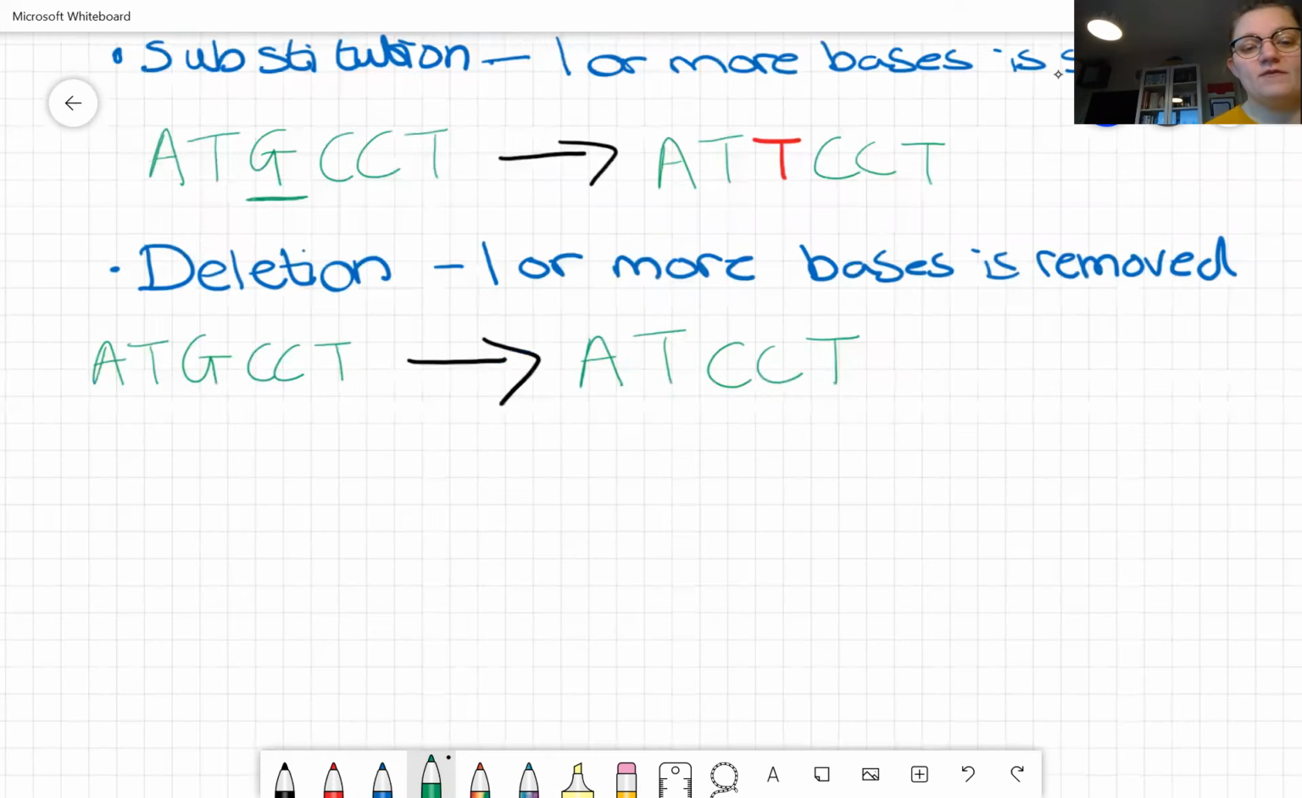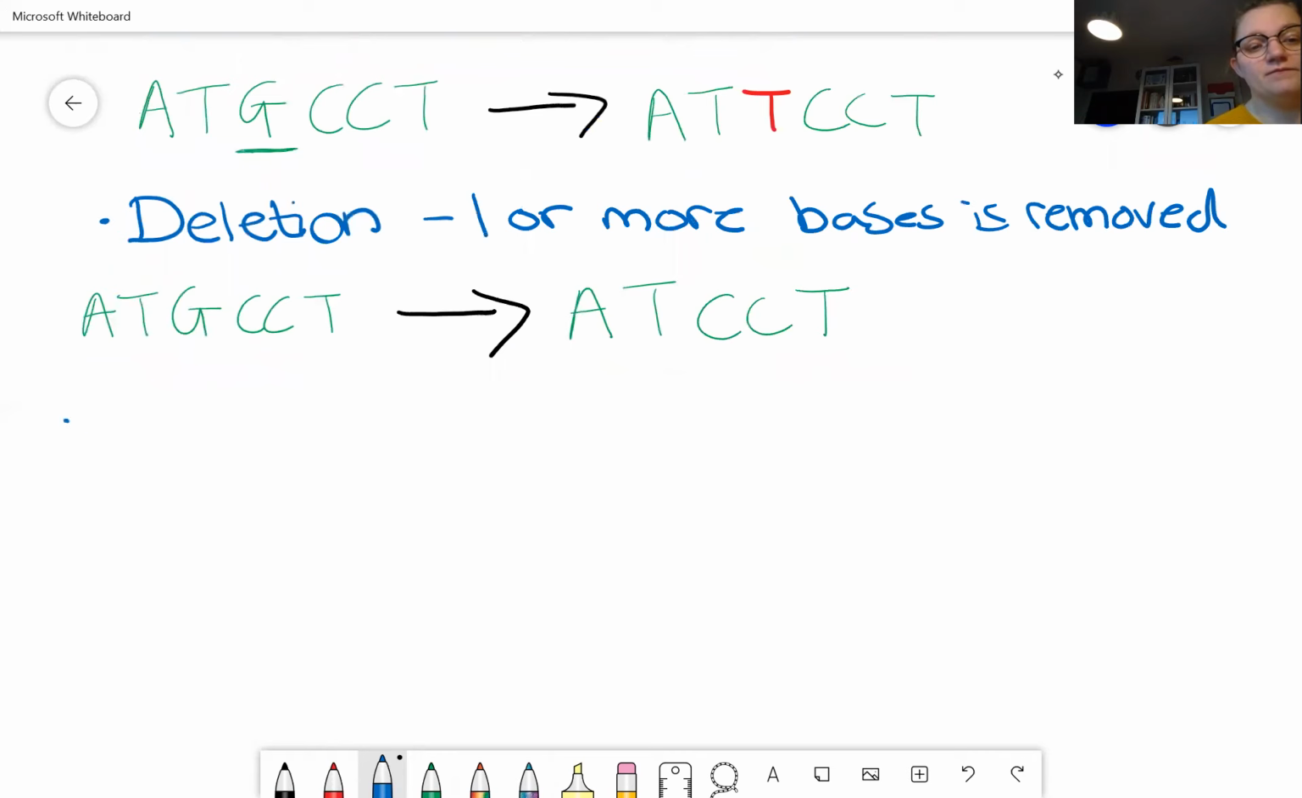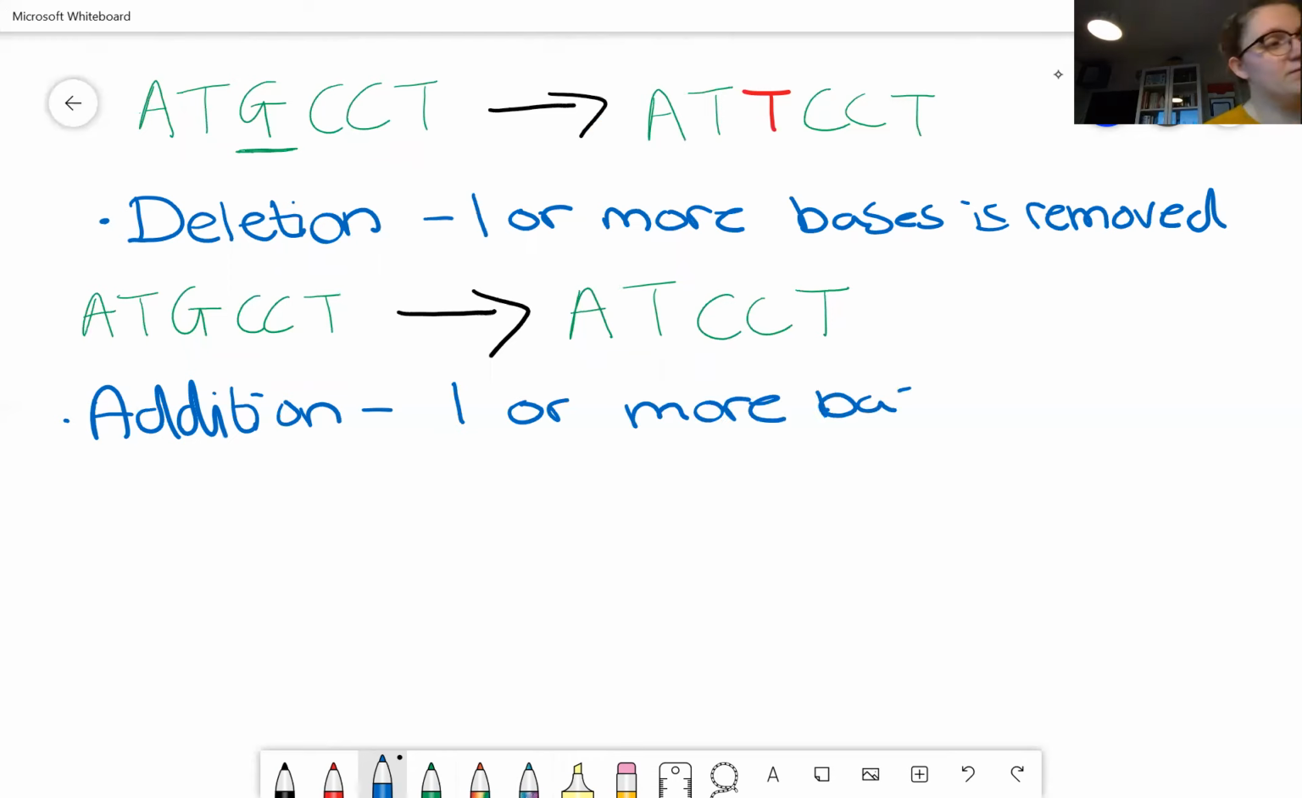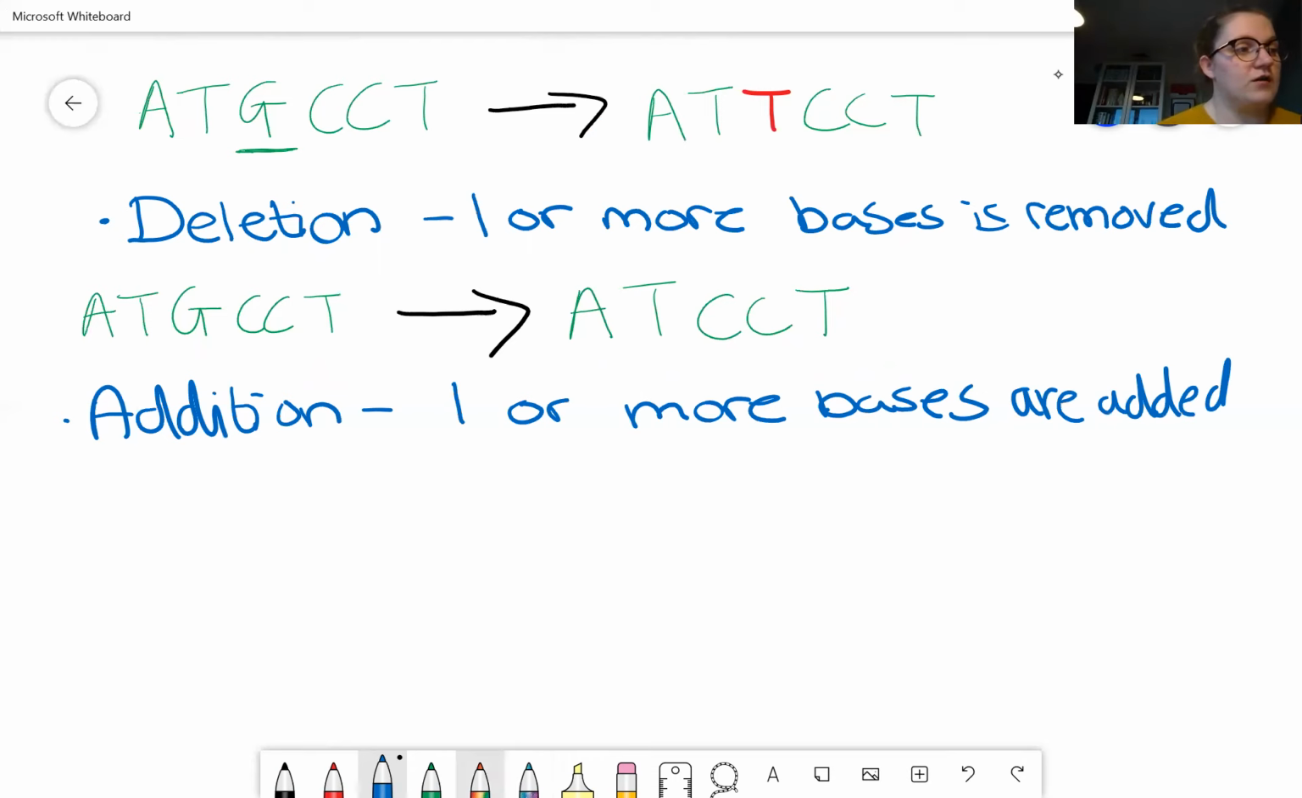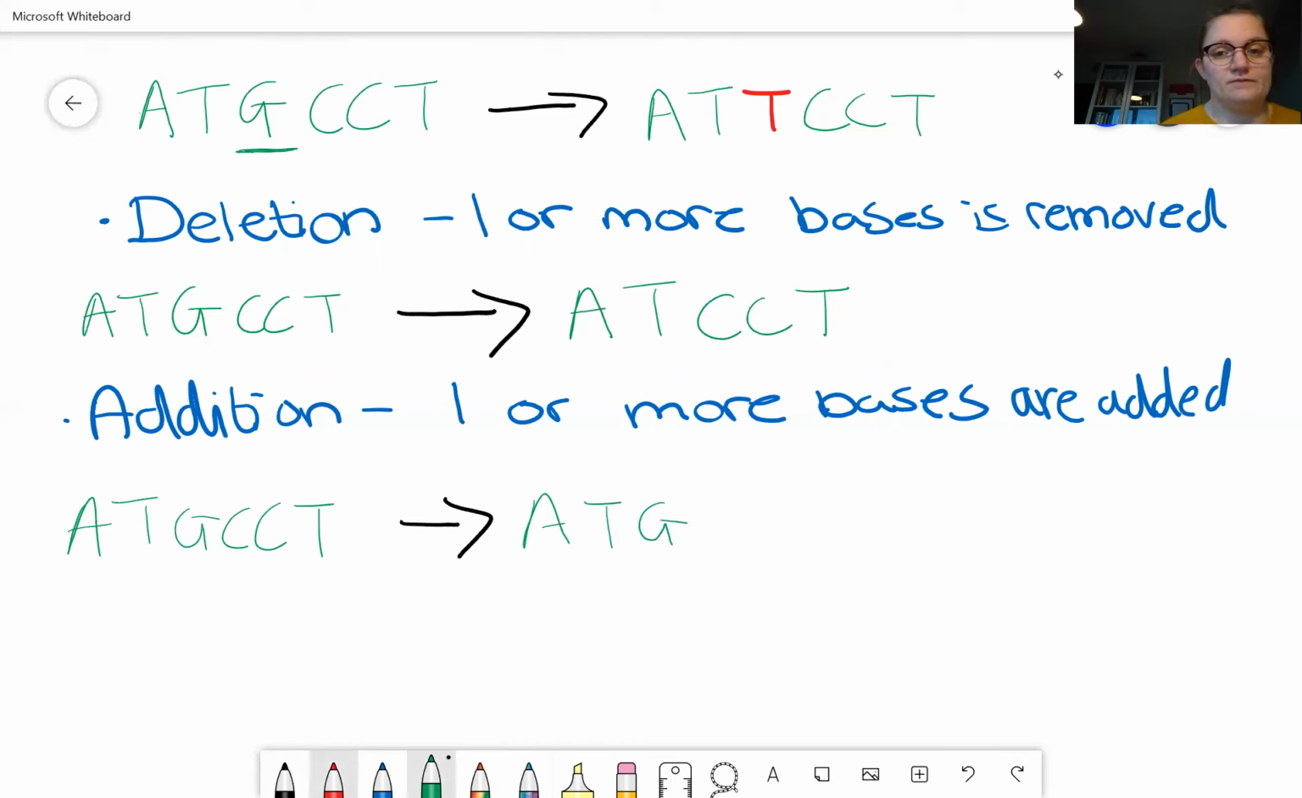We can have the exact opposite of deletion, and we can have an addition. And you've guessed it, one or more bases are added. And in that situation, we're going to go A, T, G, C, C, T, and it's going to become A, T, G, C, C, C, C, T. So we've added 3 extra C's in there.